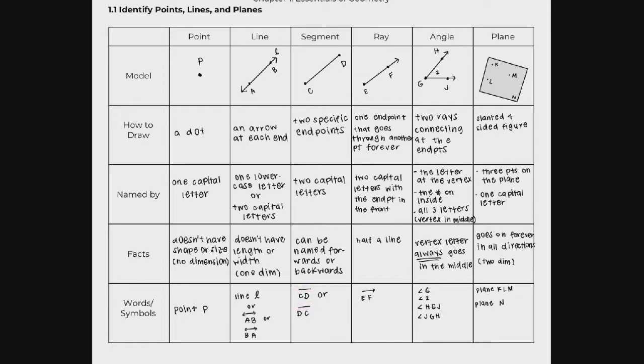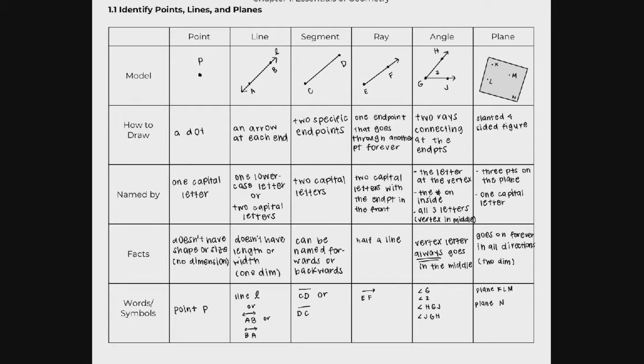So next we have rays. This is similar to a line, but it actually ends on one side. So on one side we have an endpoint and it goes through another point forever. The endpoint is always the letter that comes first when we're naming it, and you'll have a small little ray on the top. So if you look at the top, there's a small ray, and E is the endpoint, which is here, so that's why E is named first.